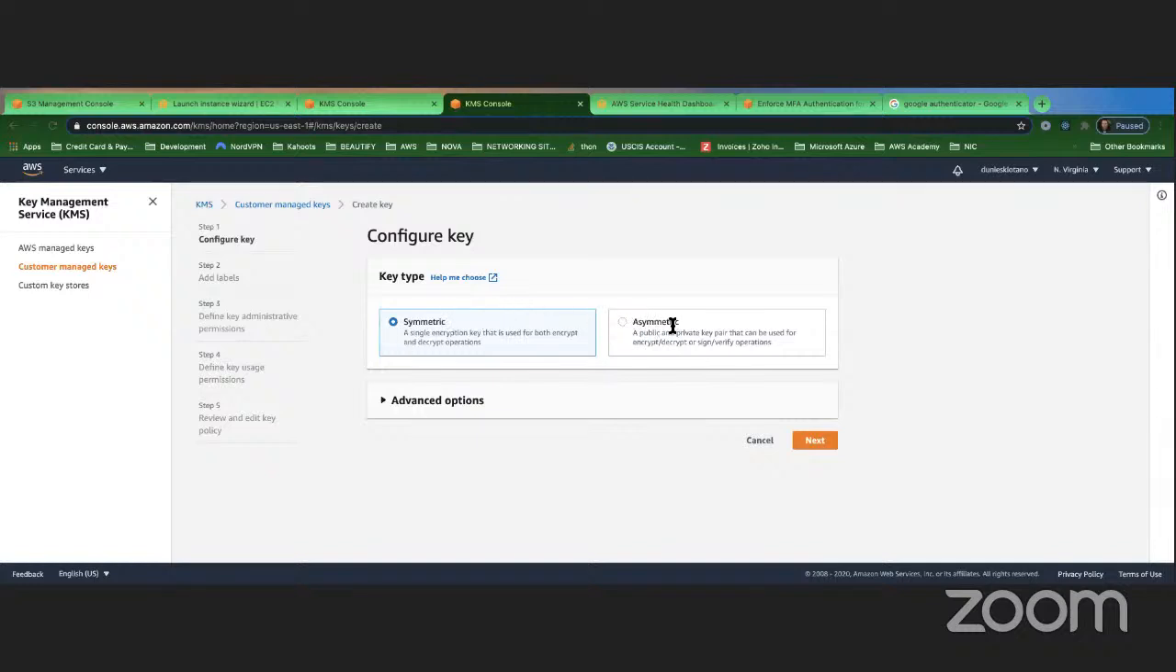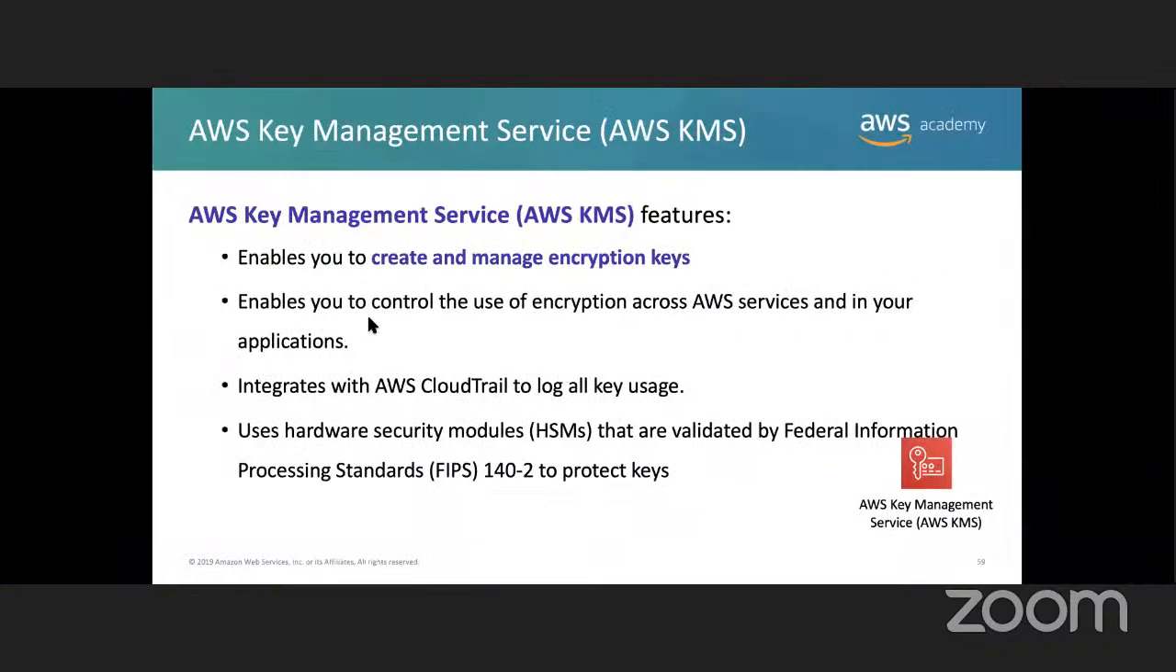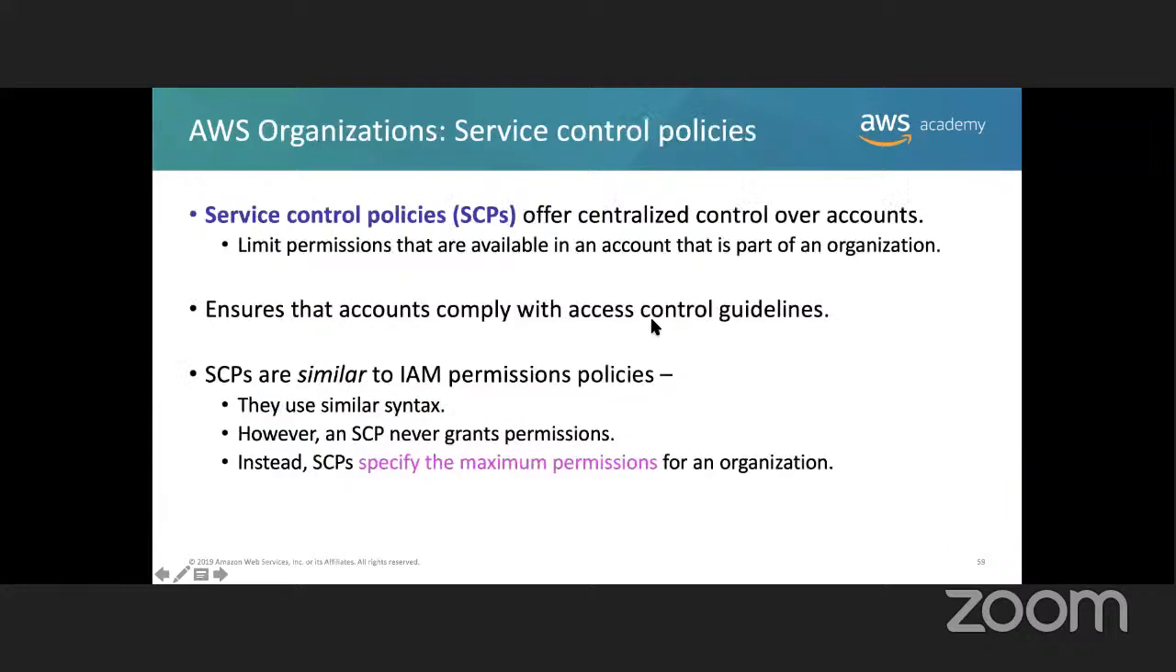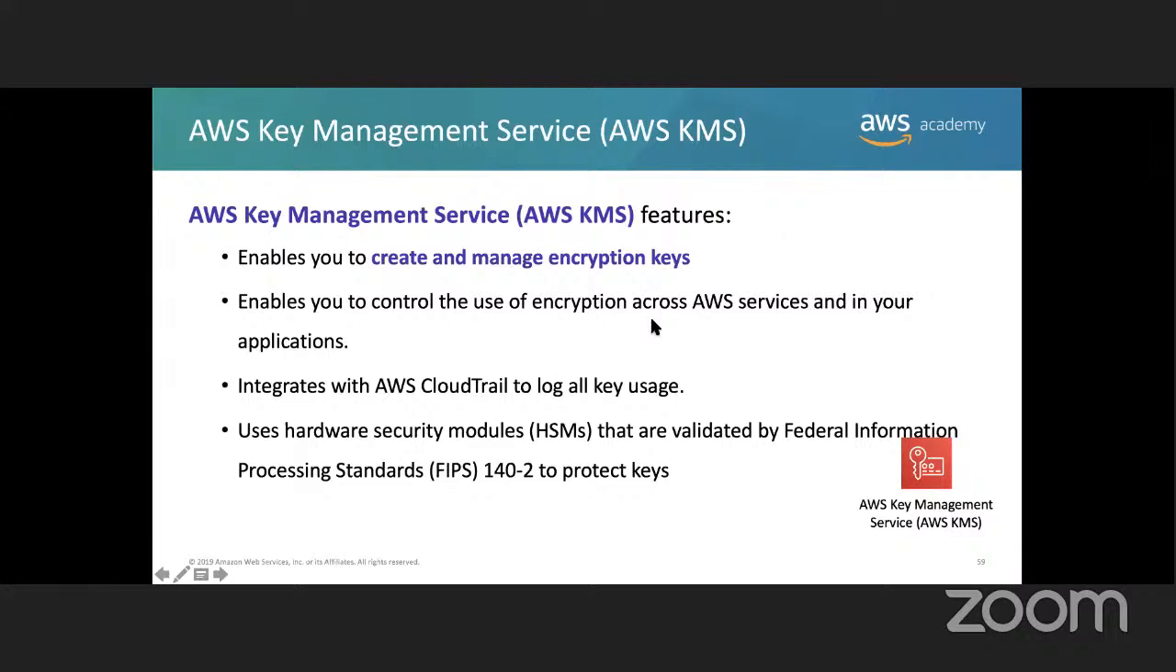It's not in the scope of this certification. For solutions architect, it is. And for DevOps, it is too, developer, all those guys. Okay. But this allows you to create encryption keys that can be used for encrypting and decrypting. So it enables you to control the use of encryption across AWS services and your applications. It integrates with AWS CloudTrail to log all the key usage, right? Remember that CloudTrail will record everything that is used, okay? Everything.